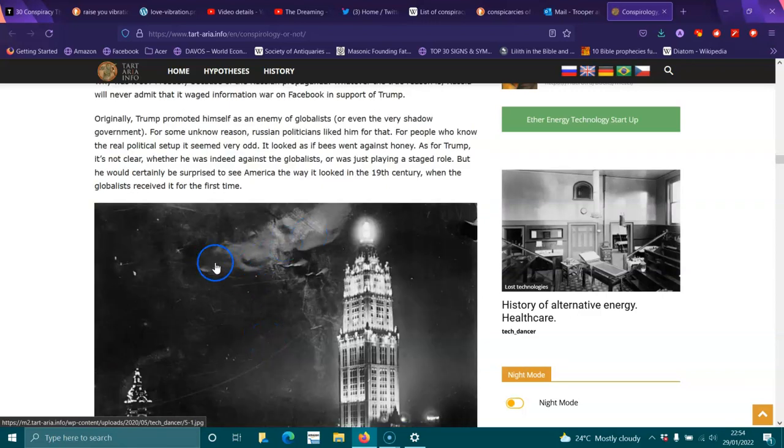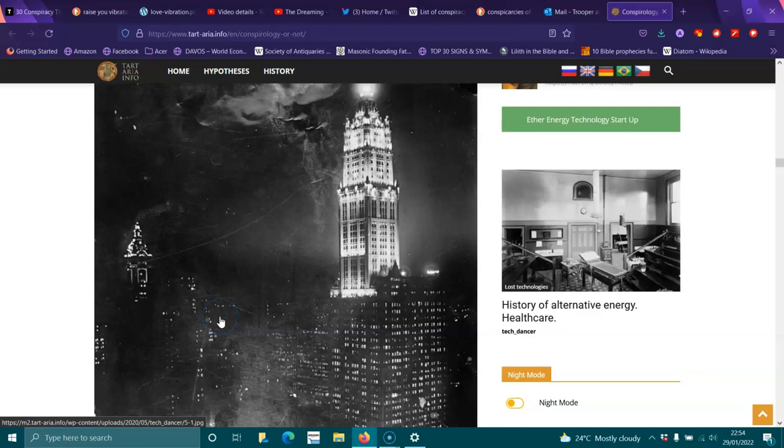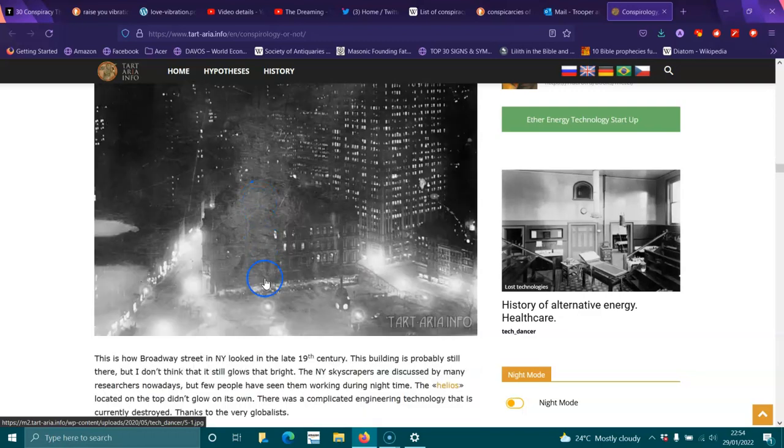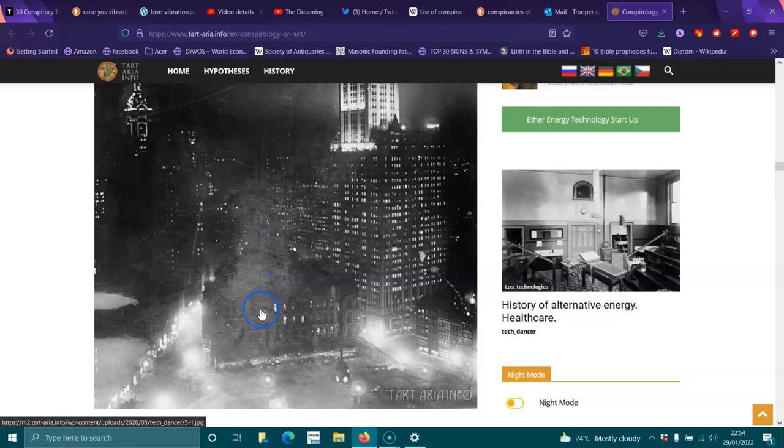That's been scrubbed. What was there? Something was there. Was it an airship? Look at the back here. Was there an airship there? Something's been scrubbed here. That's all been scratched out. Why? Why did they scratch that out?